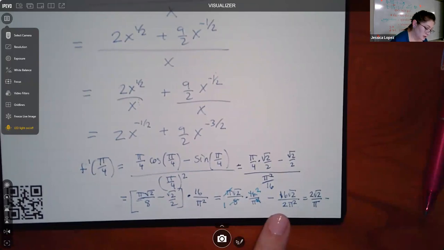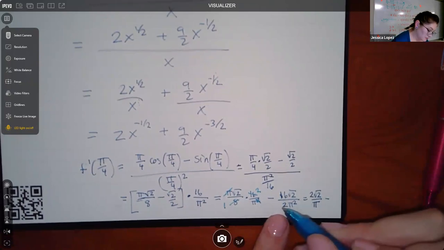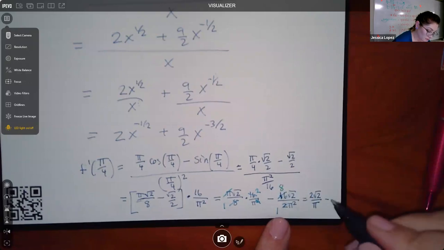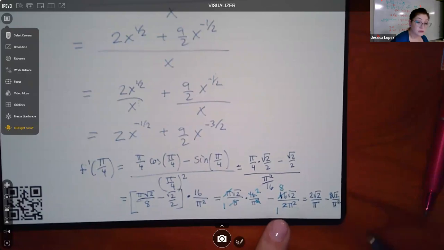Over here, the only thing that can reduce is the 2 and the 16. So 2 goes into 2 once, 2 goes into 16, 8. So you get 8 square root of 2 over pi squared.